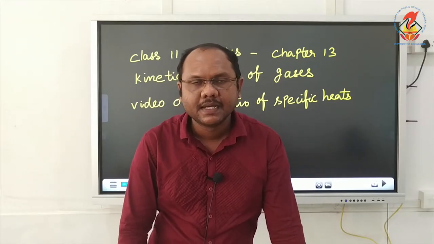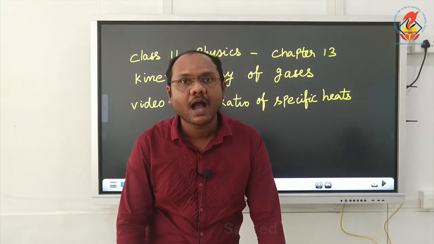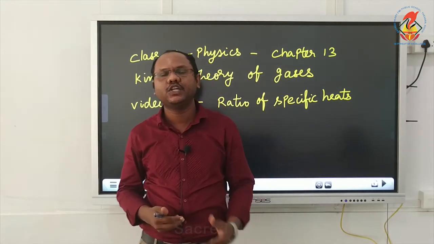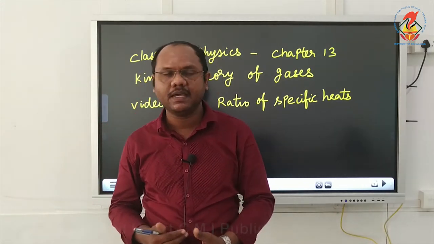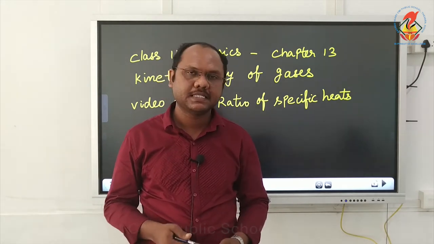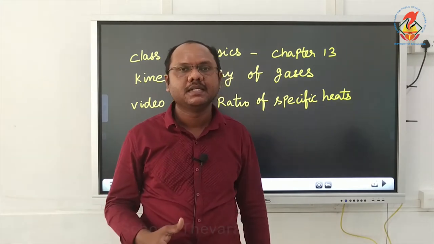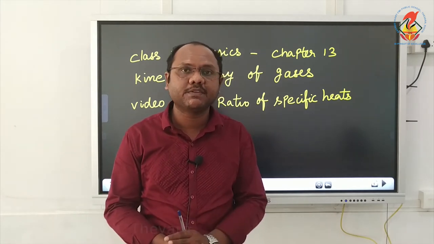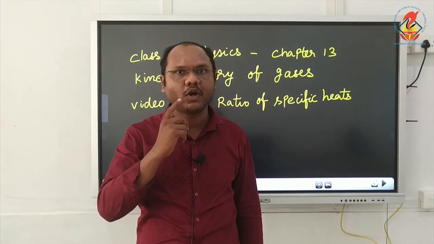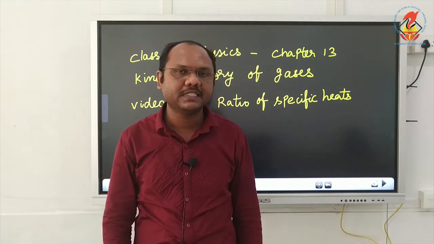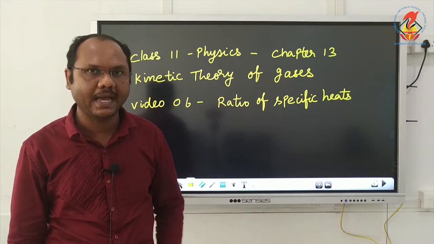Hello students, in the last video we were discussing how to find the ratio of specific heats, that is gamma, Cp by Cv, of a monoatomic gas. So today we will be doing how to find the ratio of specific heat for a diatomic gas, triatomic gas and for polyatomic gases. So let us first see how to find the ratio of specific heat for a diatomic gas.